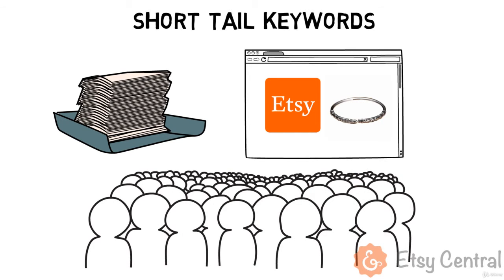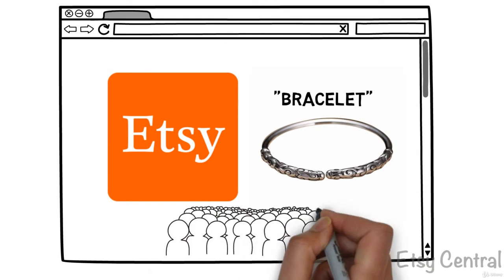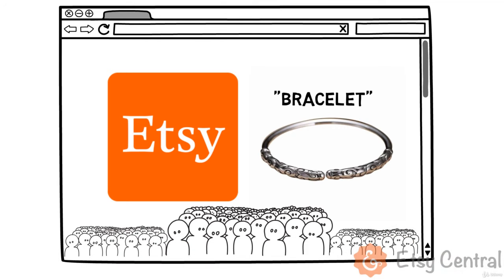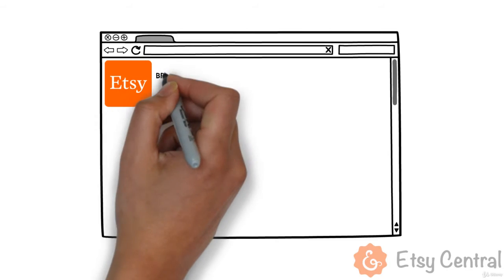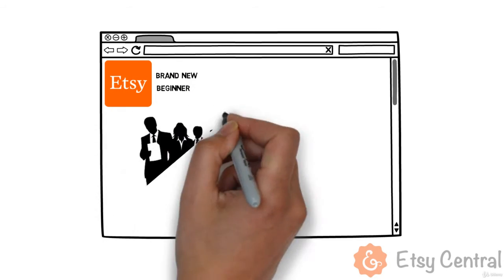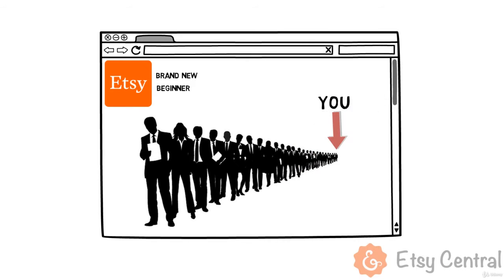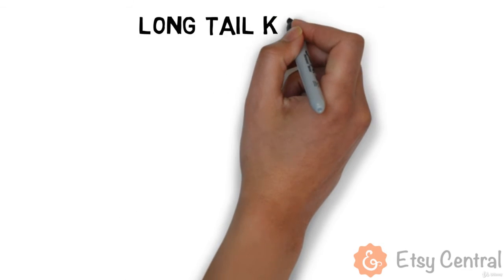The thing to keep in mind, though, is if you are trying to rank a bracelet for the term bracelet, how many other sellers do you think are trying for the same thing? The challenge here is that if your Etsy store is brand new, or if your search efforts are just beginning, you are getting into the back of a very, very long line. So what about long-tail keywords? How do they factor into the equation?